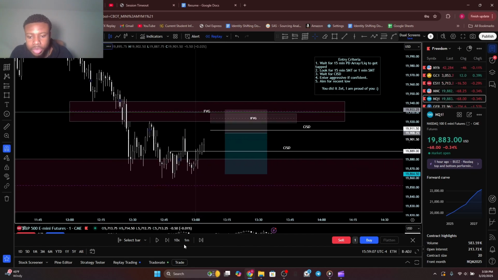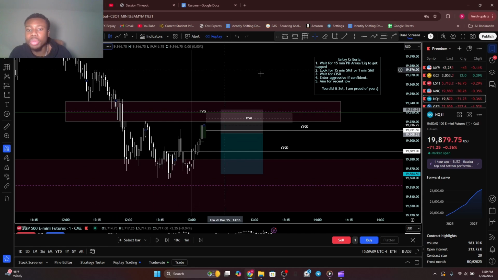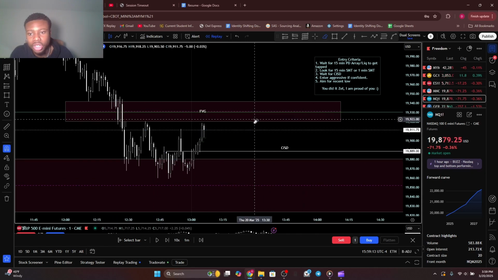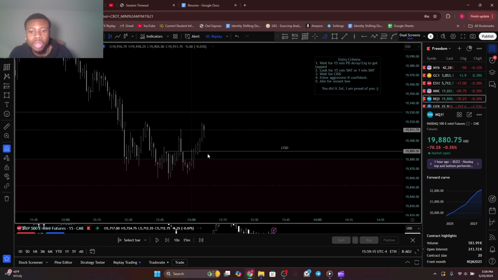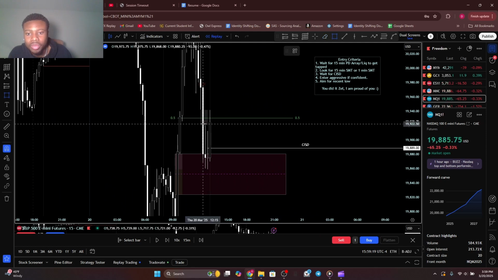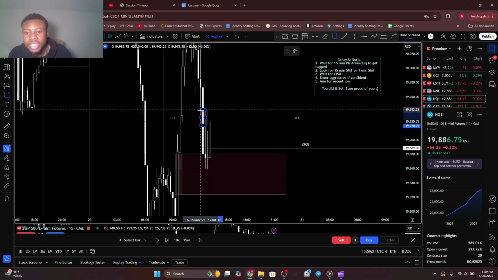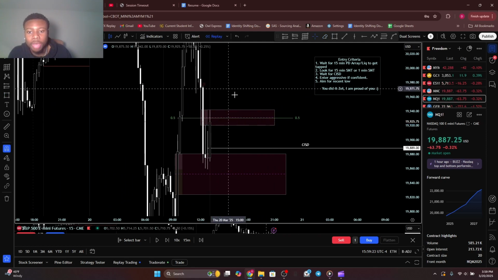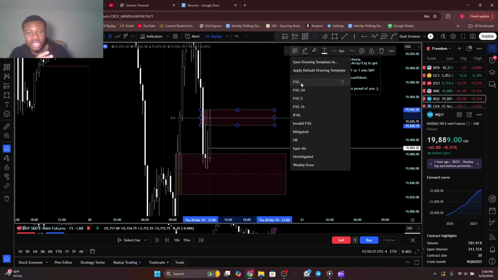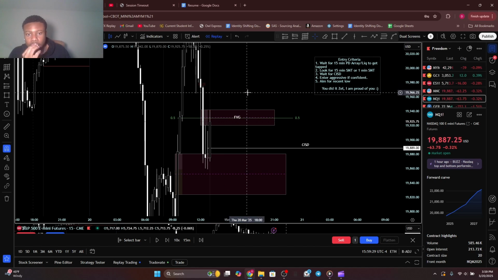So I wait, and then I remember. Let's just delete all this stuff because I'll just put it back on the chart. So I'm waiting, and I remember that we have this right here. We have a 15-minute fair value gap. So I'm waiting to see how price reacts after touching this fair value gap, because you don't want to just jump in.